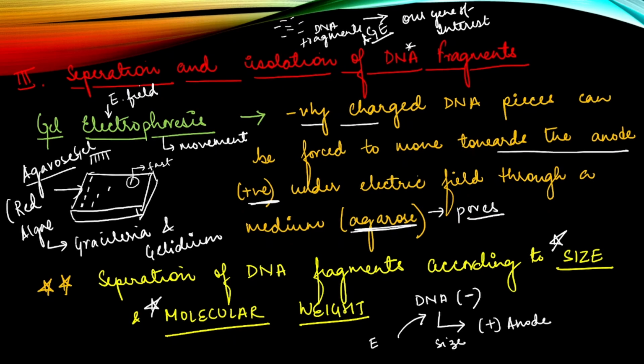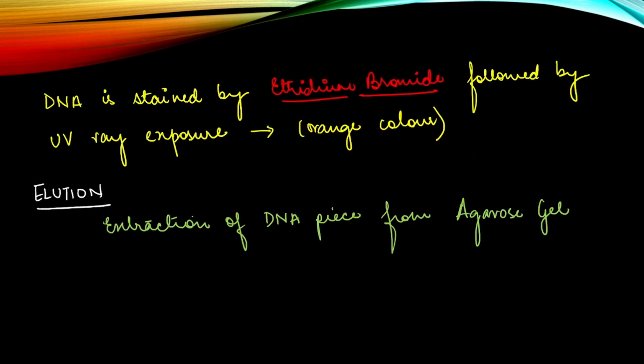That means on application of an electric field, the charged DNA will start moving to the oppositely charged anode, and the movement is basically through a gel we call agarose, which is obtained from the red algae Gracilaria and Gelidium. Right? Now here, this DNA being transparent, we cannot see it with our naked eye.